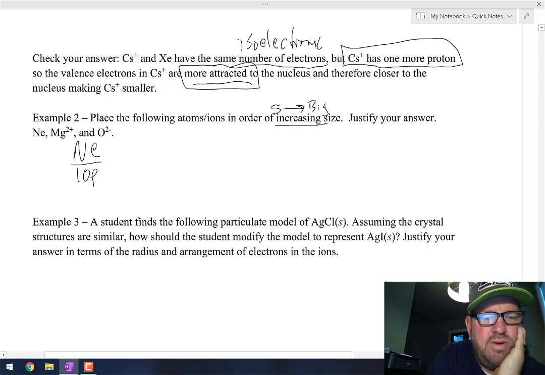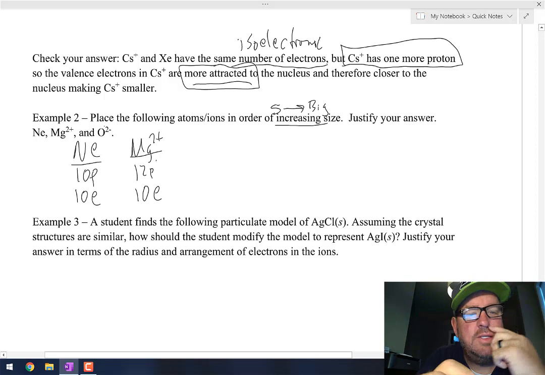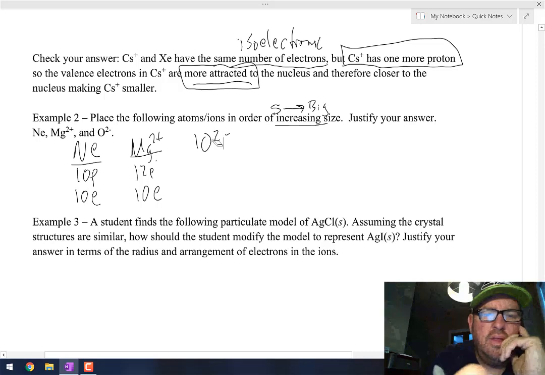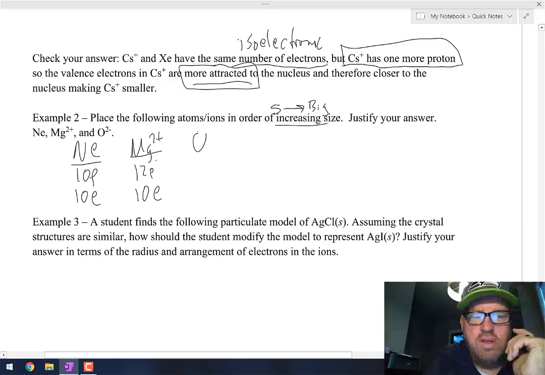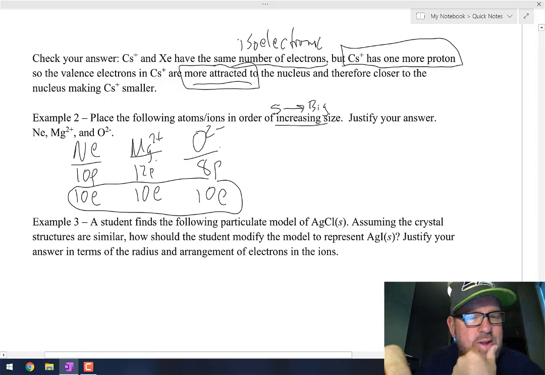Neon has 10 protons, 10 electrons. Magnesium 2 plus has 12 protons, and with its plus 2 charge, it's lost 2, so it has 10 electrons. And O2 minus has 8 protons, and again 10 electrons. So again, notice that all 3 of them are isoelectronic.